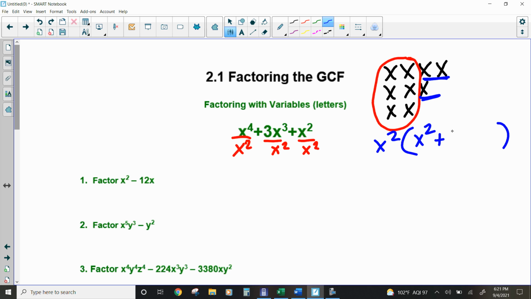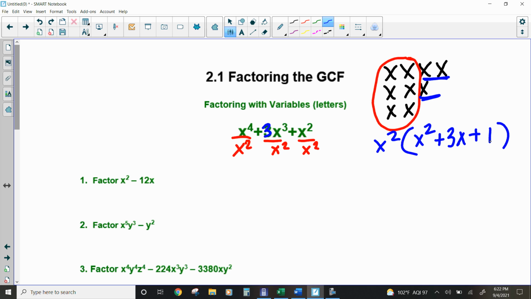So I'm going to put the 3, because remember this one has a 3 on it right here. So I'm only taking out the letter. So I have 1 x left over. And then the other one, if I do x squared divided by x squared, that just gives me a 1. So I'm left with just 1. So that's the long visual representation of taking out a GCF that's a variable.